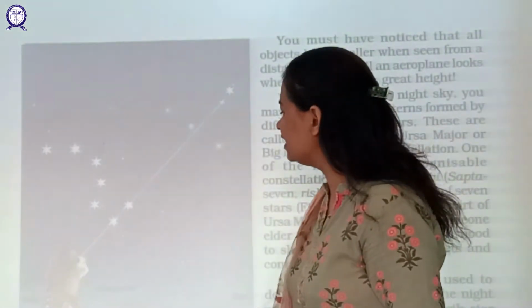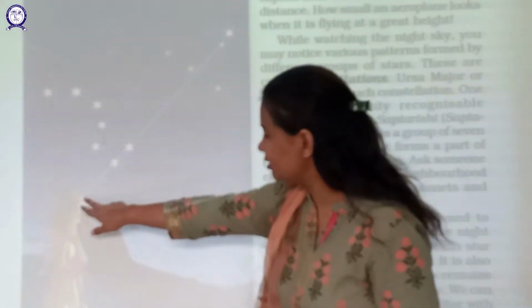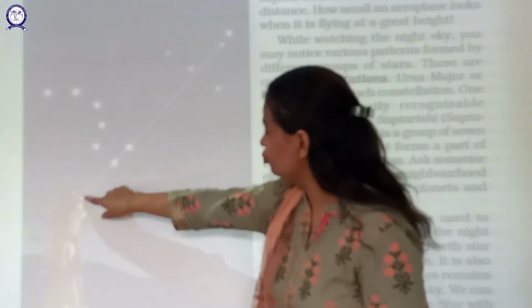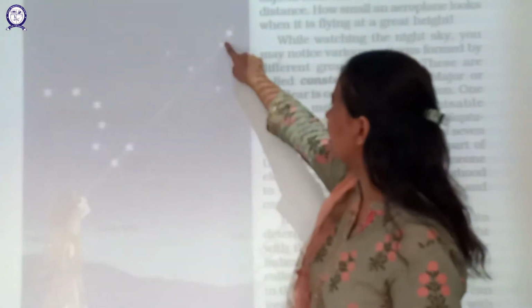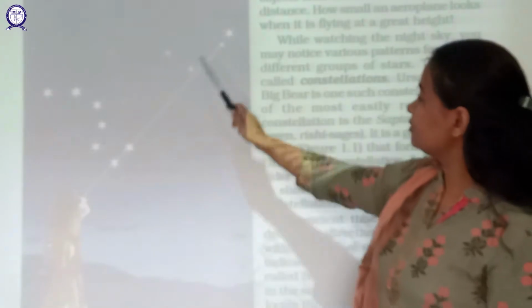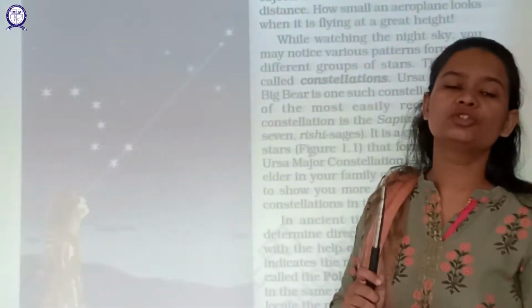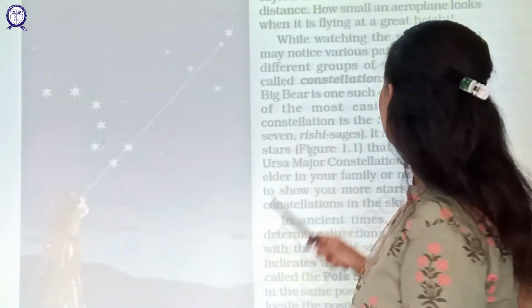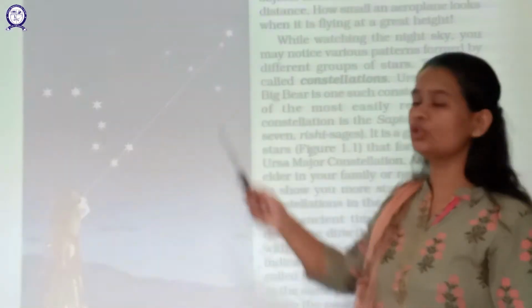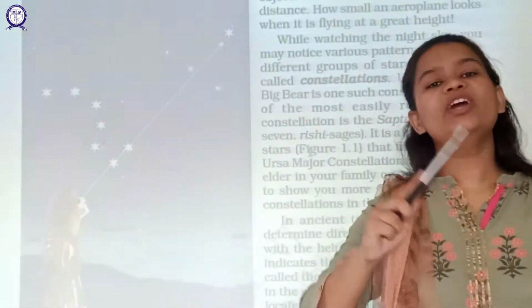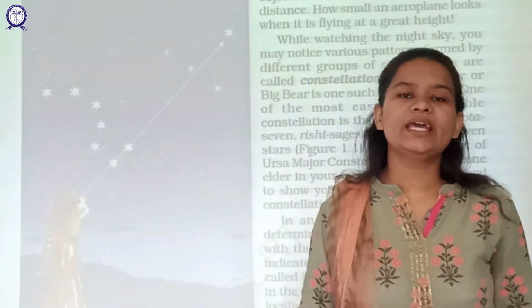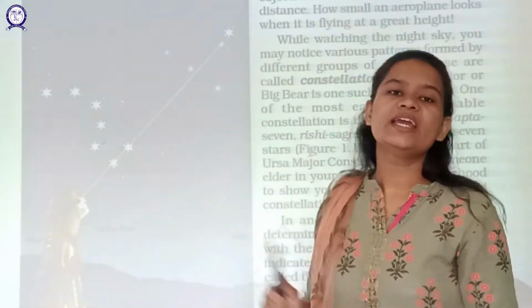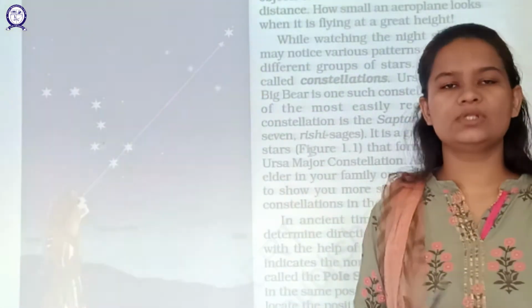Now, students, you can see one girl here, and from this girl's eye angle point of view, she is looking straight at the sky at the top. This star which she is looking at is called the pole star. Now we will discuss what the pole star is. The star which is located in the north direction is called the pole star.